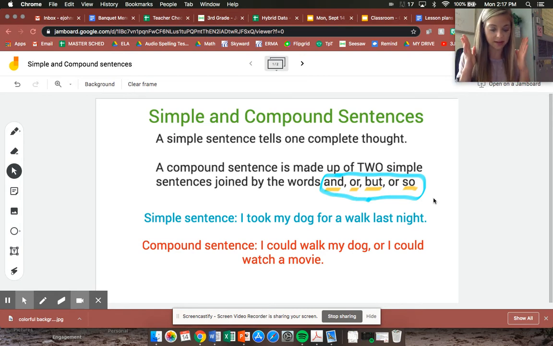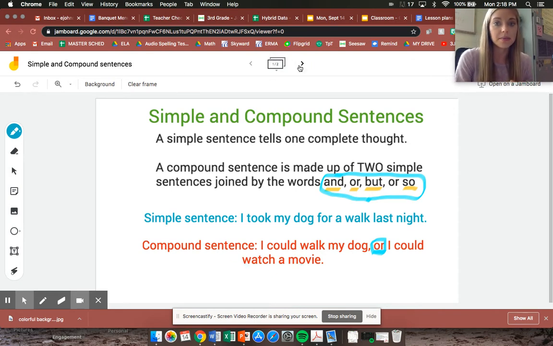The compound sentence example says, I could walk my dog or I could watch a movie. So we have two separate thoughts there. I could walk my dog or I could watch a movie, joined together by the word or. Okay, see this word here? Or, that is our conjunction in that sentence. That is the combining, joining word. So we have two complete thoughts in a compound sentence, and it's joined together by a conjunction.